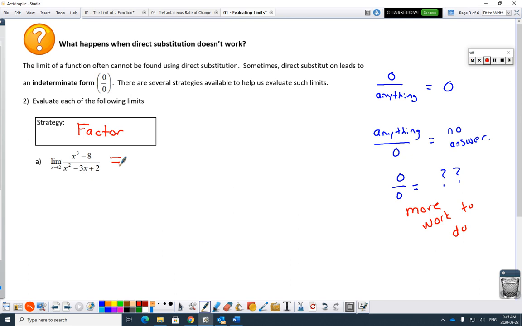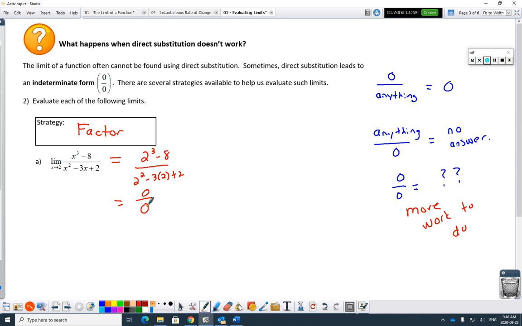So you substitute in, and you go, okay, x approaches 2, I'm going to sub in 2. 2 cubed minus 8 over 2 squared minus 3 times 2 plus 2. I get 0 over 0. And for your purposes this chapter, 0 over 0 means, okay, we got work to do. And the nature of the question is going to tell you what kind of work to do. And I'm going to show you different strategies.